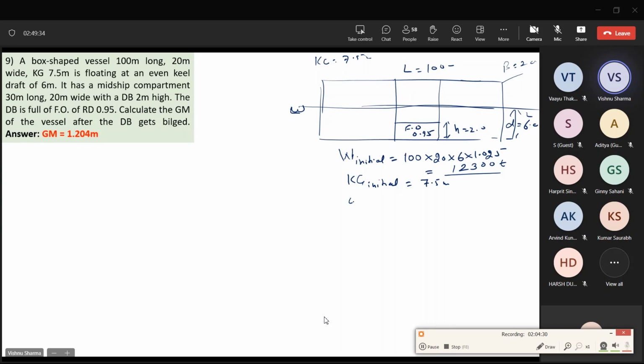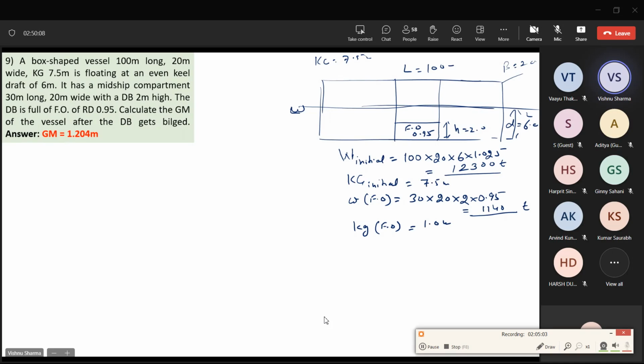What will be the weight of the fuel oil in the DB? It will be the volume multiplied by density. So it will be 30 meters by 20 meters into 2 meters is the volume, into 0.95. How many tons is the weight of the fuel oil? 1140. What will be the KG of the fuel oil? 1 meter. Okay.